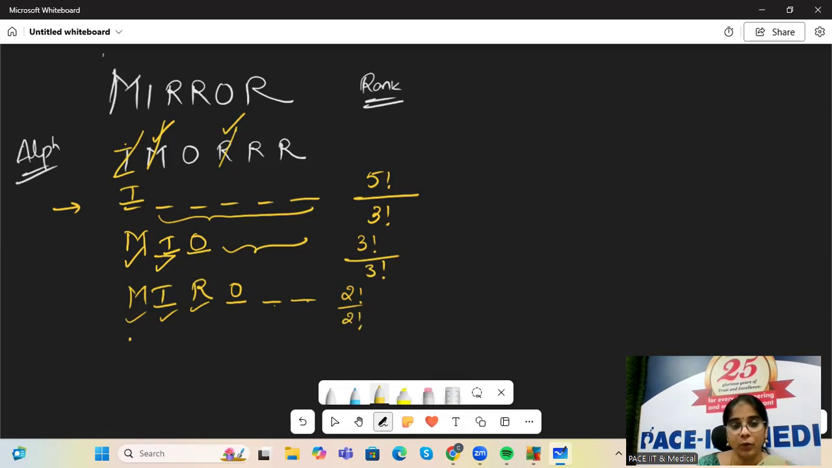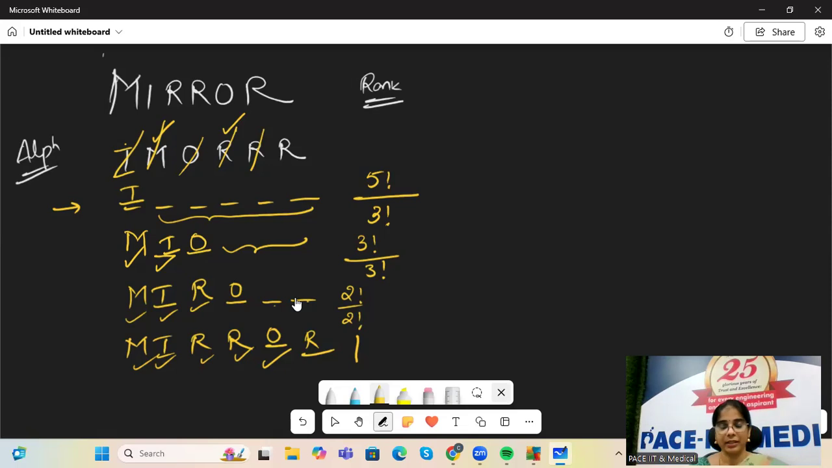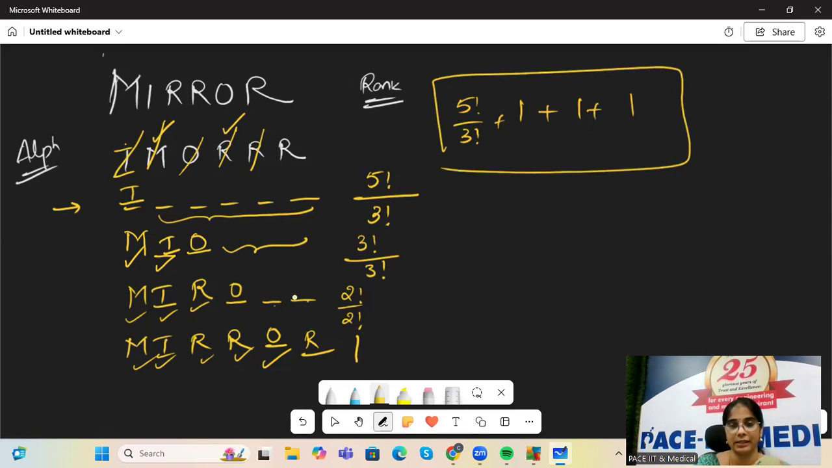Is that clear? Now going with MIR, I don't want O, I will take R as my next position there. After MIRR, obviously, yes, I do want it, fix that position also, and then open the space with your next letter, that is O. Yes, you do want it, fix it, and then again go with the last letter R. Clear? That will be just one way. Clear? So that is how you got your answer to be 5 factorial by 3 factorial plus 1 plus 1 plus 1. That will be your final answer there.